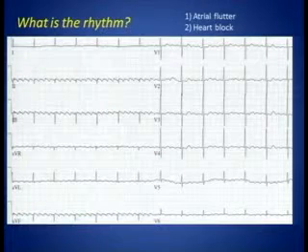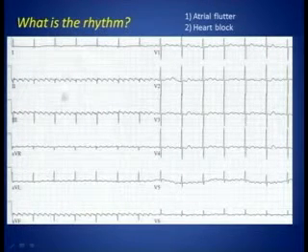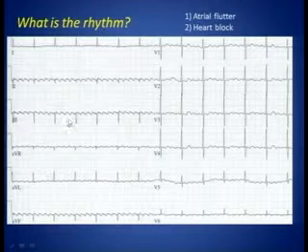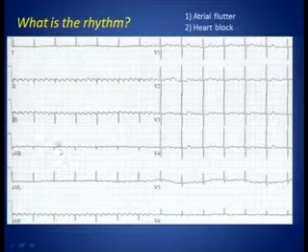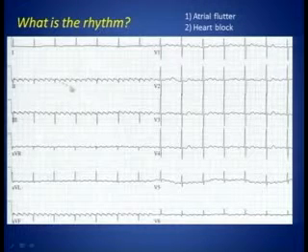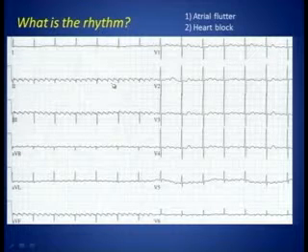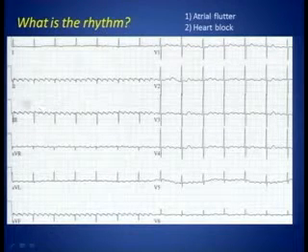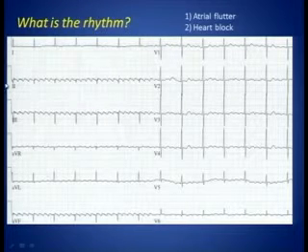I showed 2 ECGs that looked almost the same, but were actually quite different. So the first one is atrial flutter. The atrial rhythm is regular, the ventricular rhythm is regular, but each flutter wave has a constant relationship with the subsequent QRS. So that is 4-to-1 conduction, not dissociation.